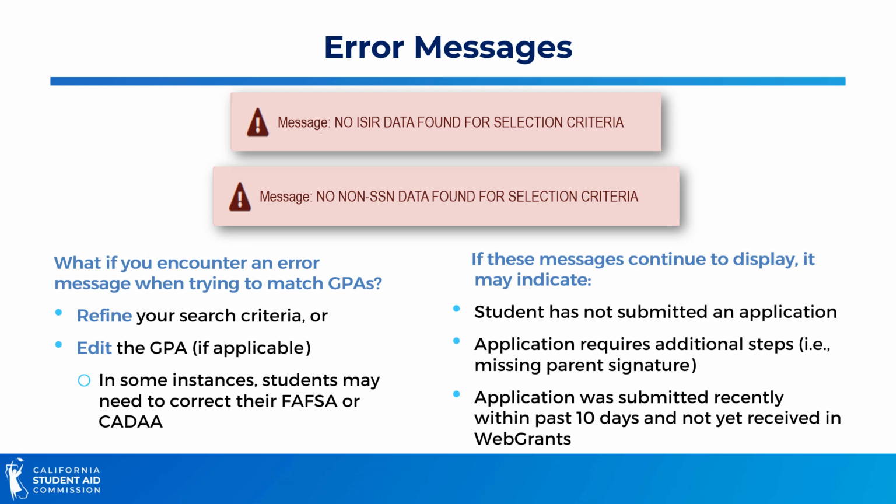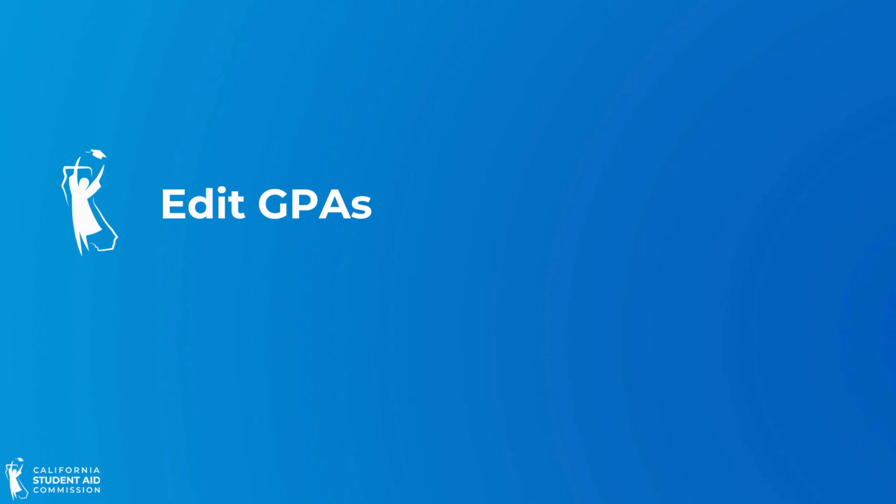However, if these error messages persist despite trying the two methods we recommended, it might be one of these three things. The application was not submitted, the application is incomplete and therefore requires additional steps like a missing parent signature, or the application was just submitted within the last 10 days and has not yet been loaded into our WebGrants system. If you are still not having any luck locating your student's GPA and you have seen the student aid report and confirmed that the application was fully submitted, please contact CSAC School Support. We will do our best to help you resolve the error.